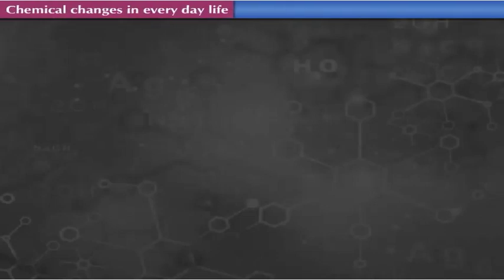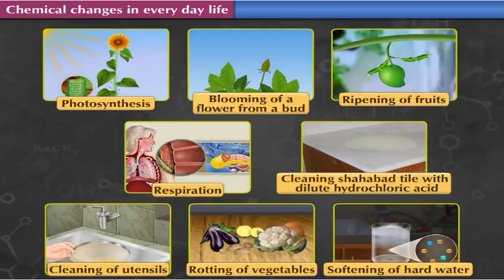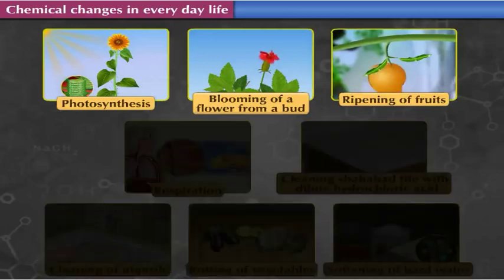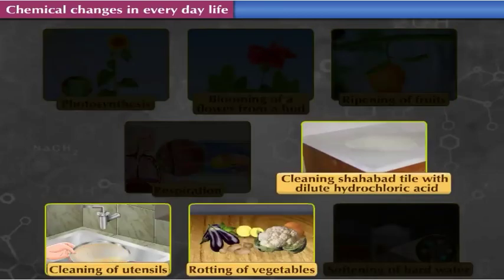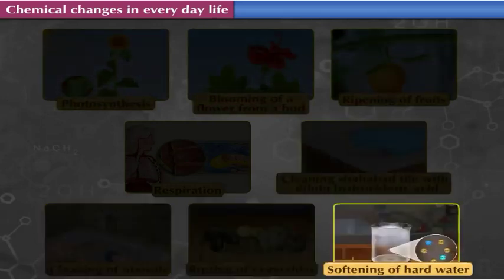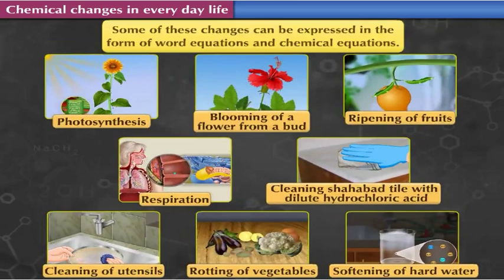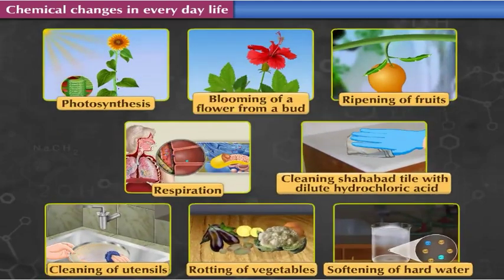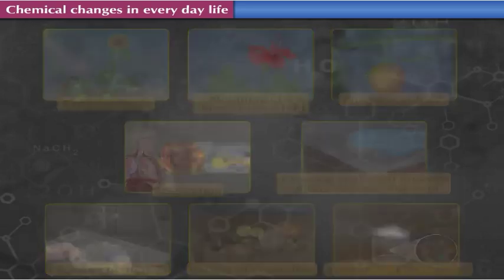Chemical changes in everyday life. Several chemical changes take place in our surroundings, in our body, at home, and in the laboratory. Some of them can be expressed in the form of word equations and chemical equations. Let us see those examples. First, we shall see some natural chemical changes.